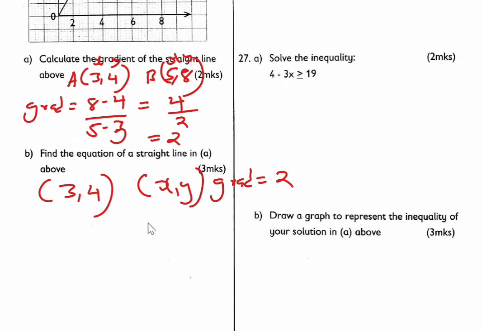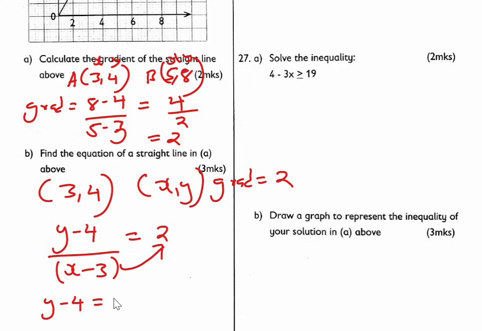Since we have the gradient, we know that change in y over change in x equals the gradient. I'm going to start with y: y minus 4 over x minus 3 is equal to 2. Then we can cross multiply to remove the denominators. We multiply x minus 3 by 2. This is the easiest way. So I remain with y minus 4 is equal to 2 into the bracket x minus 3.